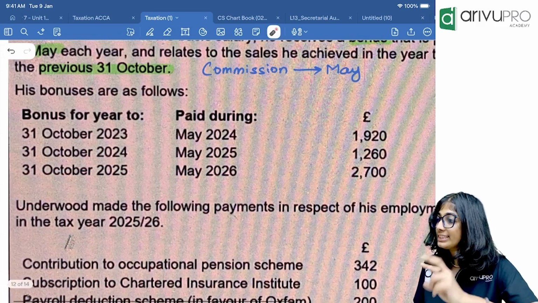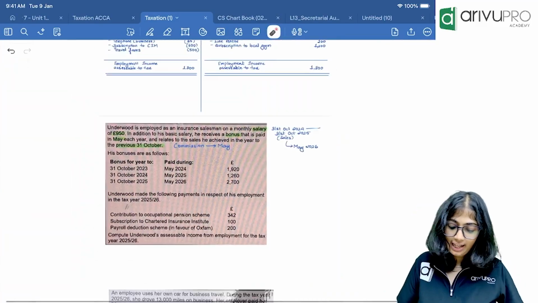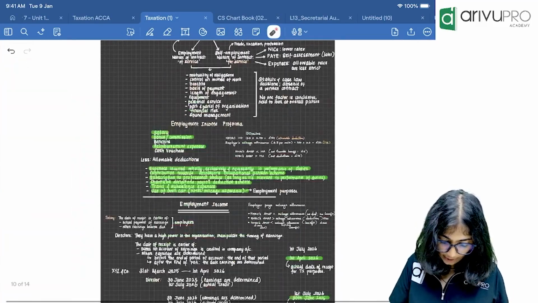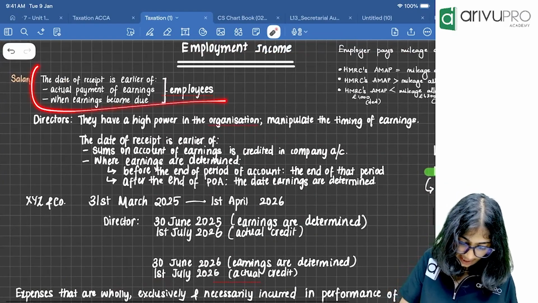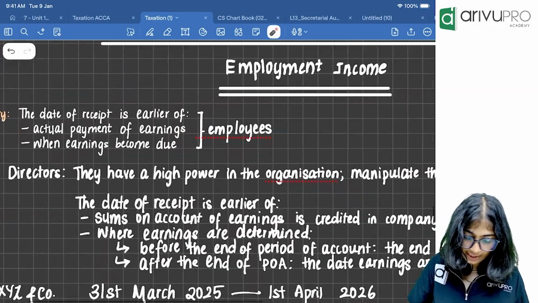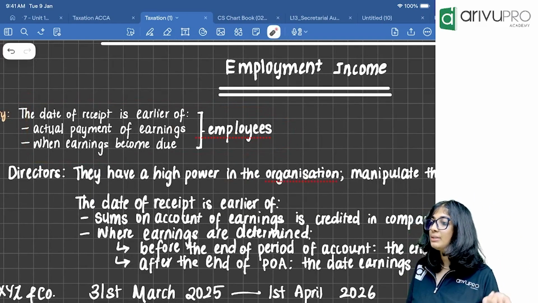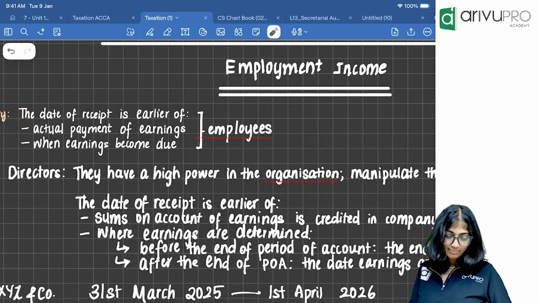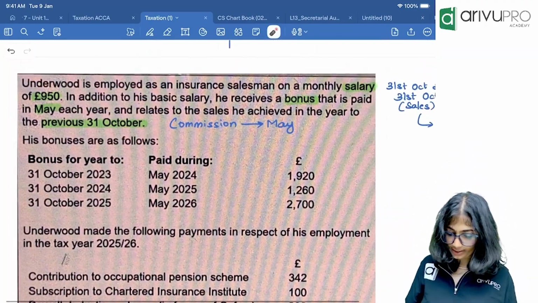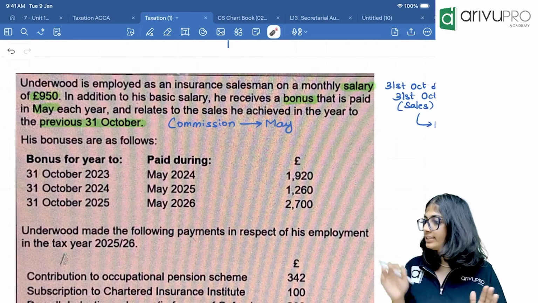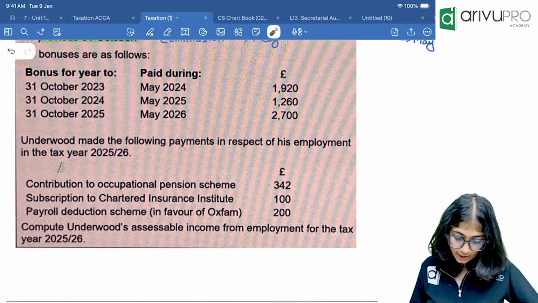Okay, this is important and I'll tell you why. Because we had learned about this. The date of receipt is earlier of actual payment of earnings and when earnings become due. This is the part that gets confusing, but it's not. As long as you understand the question, it is okay. Alright. Now, let's look at the rest of the question.